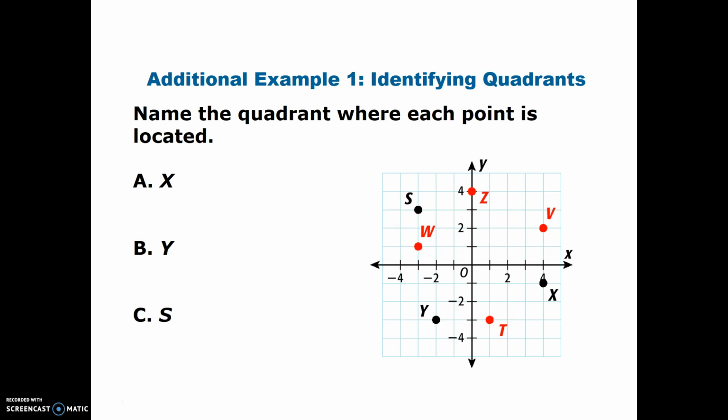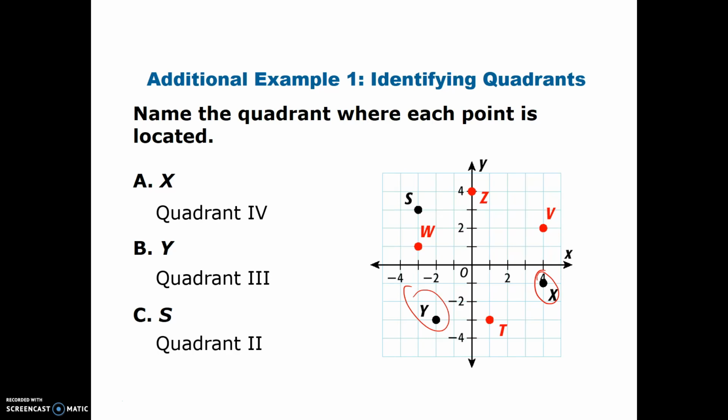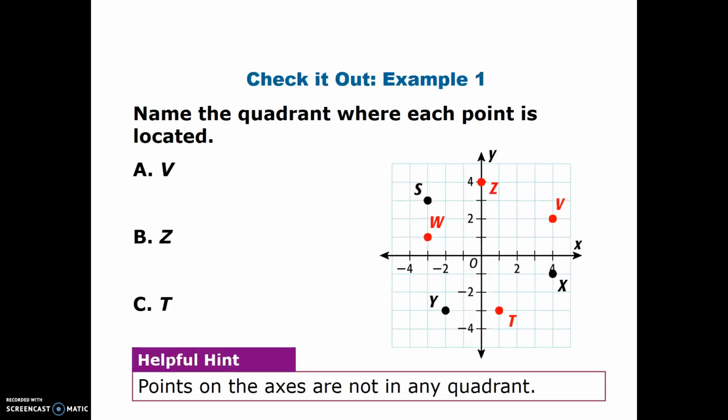Okay, let's see how you did. A is in quadrant 4, so point X here in quadrant 4. Point Y is located in quadrant 3, and point S is located in quadrant 2. Remember, we've got quadrant 1, whoopsie, 2, 3, and 4. And in class, don't forget, we've got all those little cheat sheets all around the room from our quadrant work.